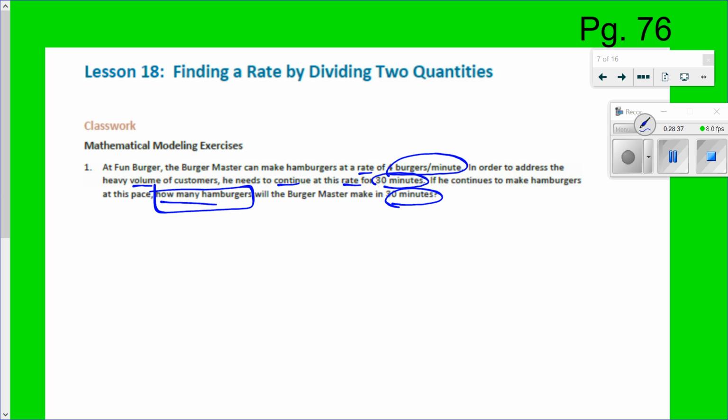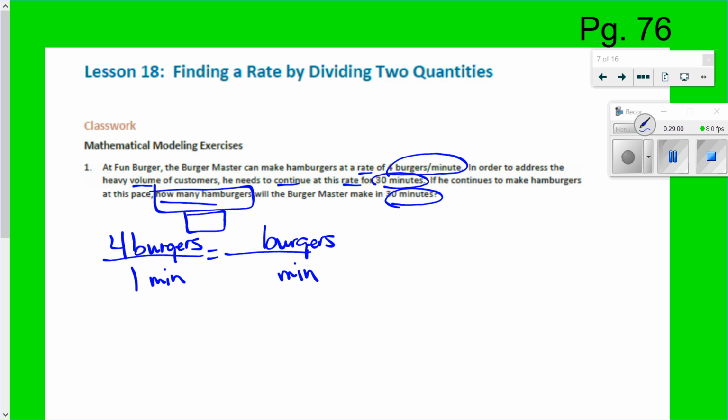This sets up just like every other one we're going to work on today, guys. Put the rate down. They gave it to us as 4 burgers per minute. Immediately do your equals, write burgers, minute, draw your magic box. You are now set up for success.